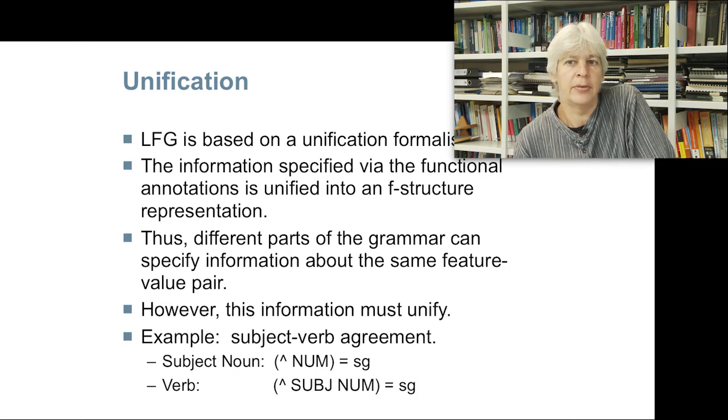Another example that we've seen a lot is subject-verb agreement. So the subject noun will say something like, I'm a singular noun. And the verb will say, well, I need my subject to be singular, or it'll say plural. In this case, the information will unify and everything will be fine. This sentence will be well formed. If the verb said, I need my subject to be plural, then unification would fail.